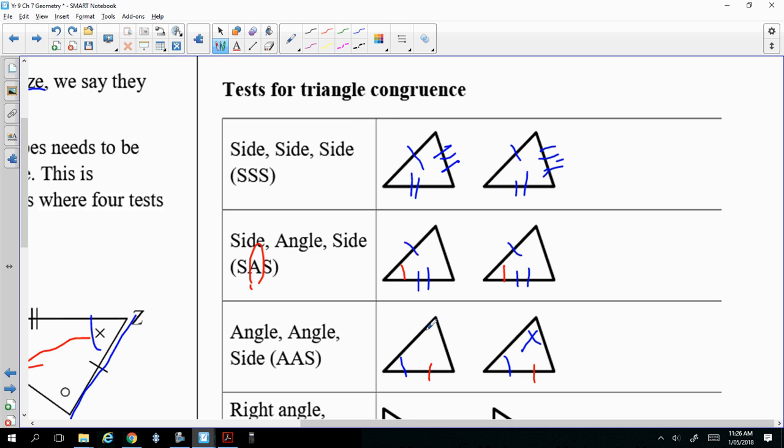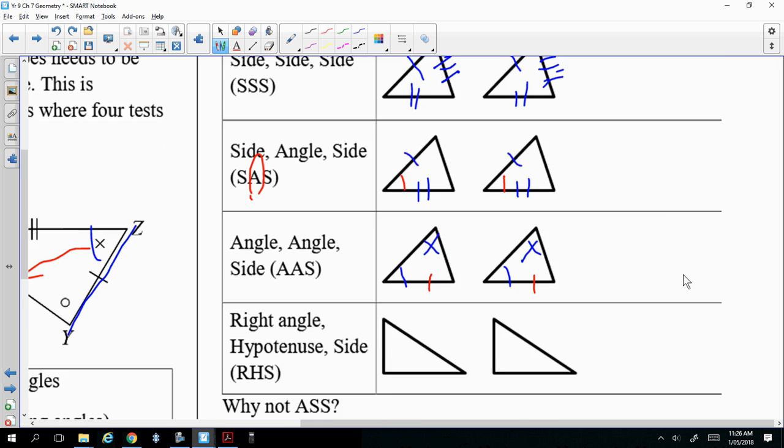Yeah, because I want to make it look different from the other angle. That's why I use a cross instead of an angle. And the last test is called RHS. What does RHS mean? Right angle, hypotenuse, and side. Like that, RHS.